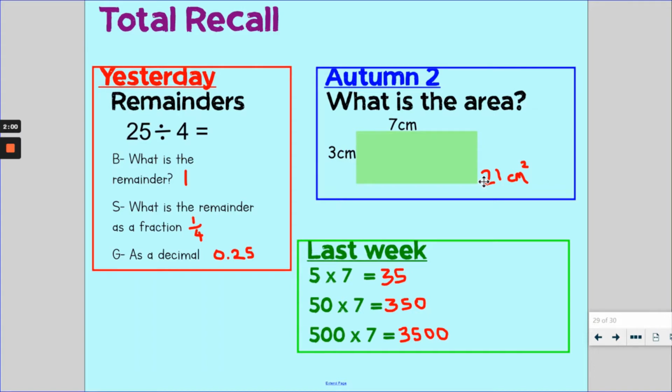25 divided by 4. So this is going to be 6 with a remainder of 1, or we can show that remainder as 1/4 because the remainder is 1 part, and we divide by 4, so it's 1 part out of 4. As a decimal, that would be 0.25, or actually in this case it would be 6.25.